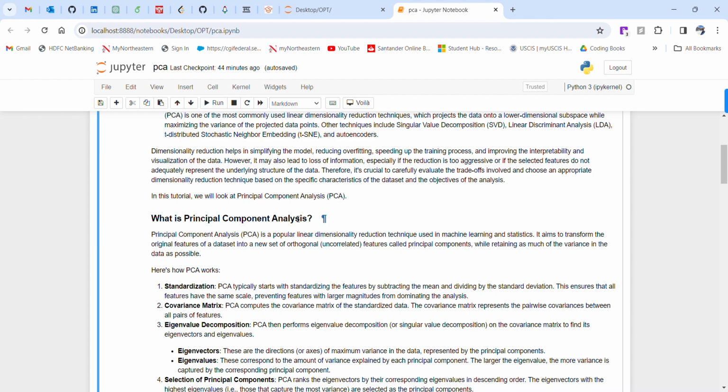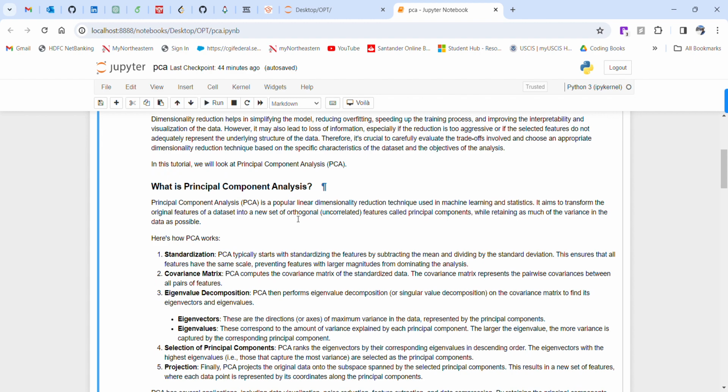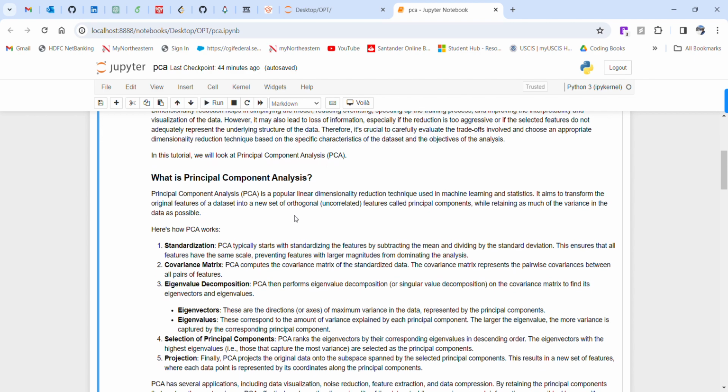So how does PCA achieve this? Well, it does so by identifying the principal components of the data, which are orthogonal vectors that capture the maximum variance in the original dataset. These principal components are essentially the directions along which the data varies the most. By retaining only the most significant principal components, we can effectively reduce the dimensionality of the data while minimizing the information loss. Let's break down the steps of PCA.